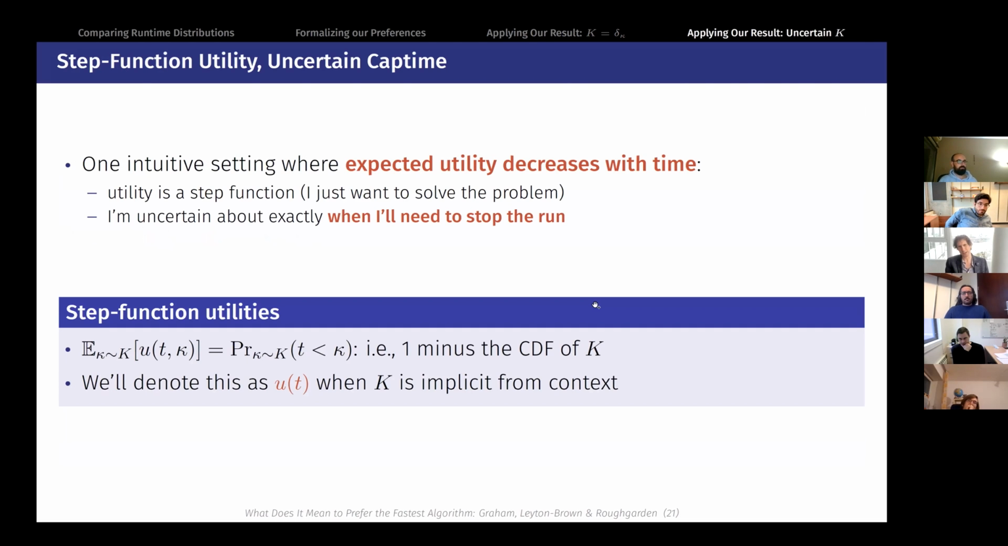But I think it's often going to be the case that I care about just solving the problem, but I'm not really sure exactly how long I have. I kind of know how long I have, but nobody knows exactly, down to the clock tick, how much time they really have to solve the problem. Cap times are always a bit of an approximate thing in life. And so I think this is best modeled by saying I have a step function utility, or if I want to extend this later, some kind of decreasing utility with time, but I have uncertainty about exactly what my cap time is.